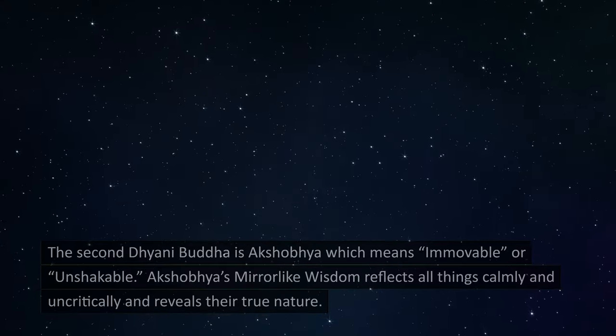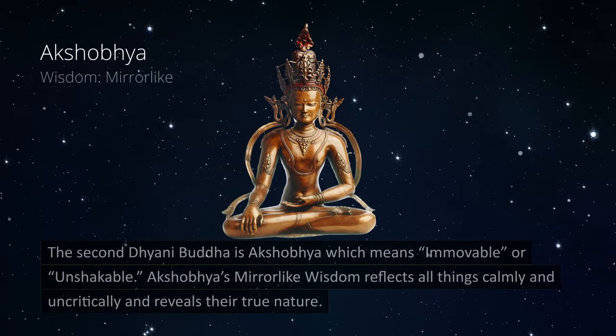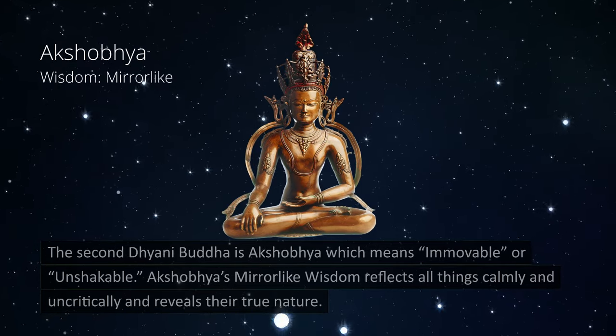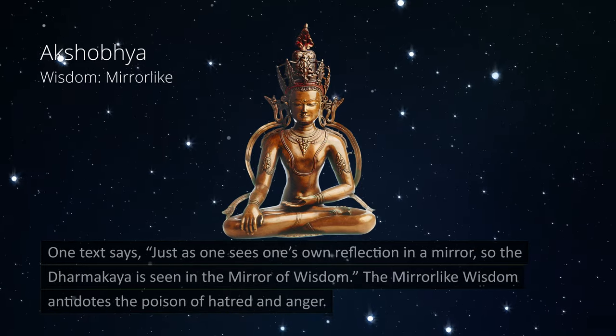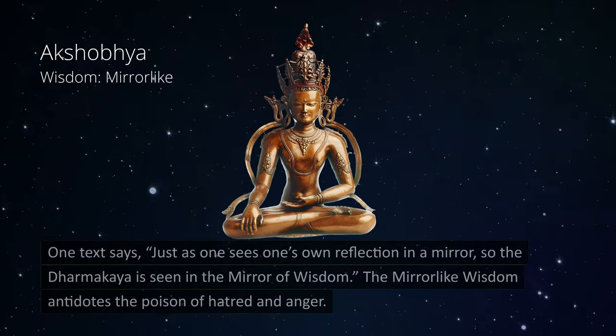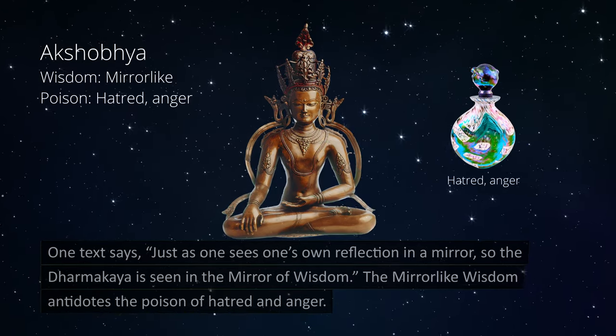The second Dhyani Buddha is Akshobhya, which means immovable or unshakable. Akshobhya's mirror-like wisdom reflects all things calmly and uncritically and reveals their true nature. One text says, just as one sees one's own reflection in a mirror, so the Dharmakaya is seen in the mirror of wisdom. The mirror-like wisdom antidotes the poison of hatred and anger.